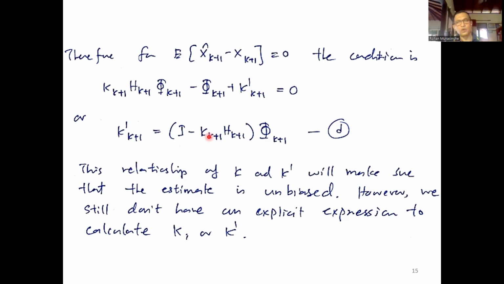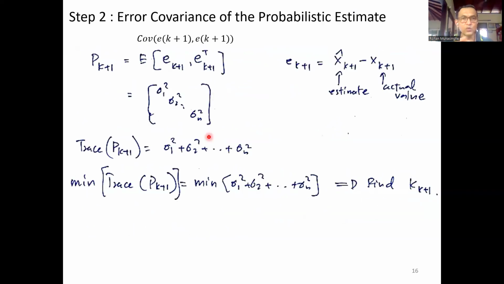But right now, we only know how these two elements are related to each other, K dash and K. We don't know the exact value of either of these two parameters. That's why we try to minimize the variance and, in the process, find out the value for K.